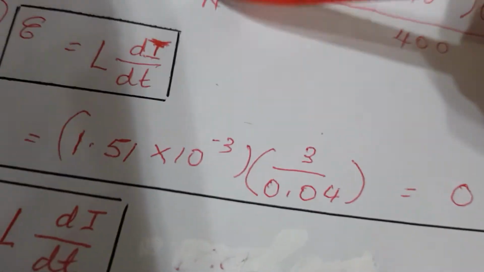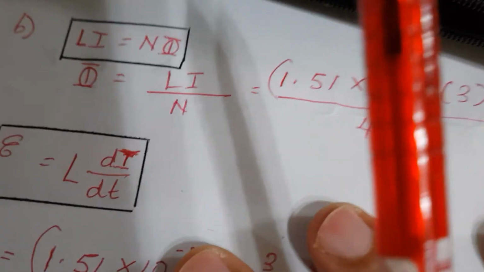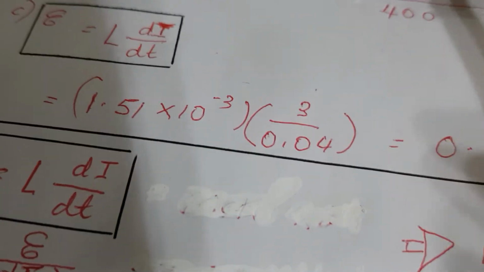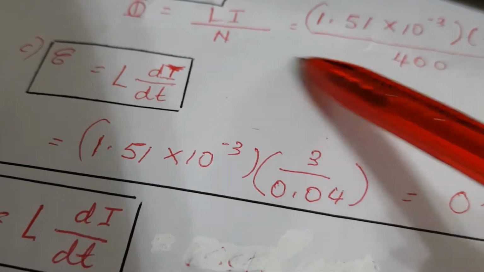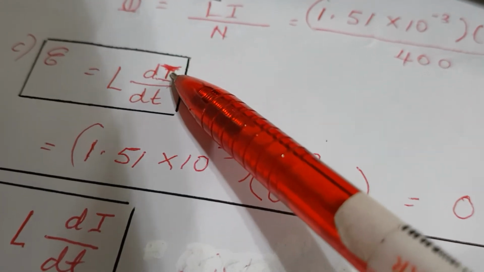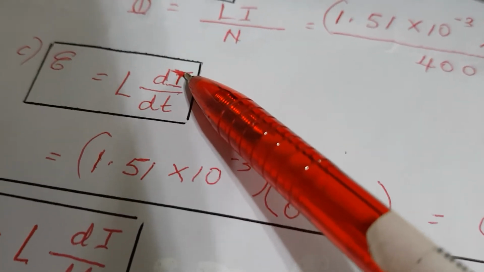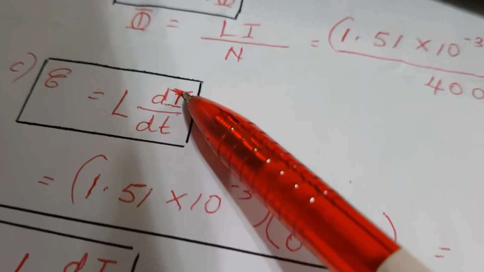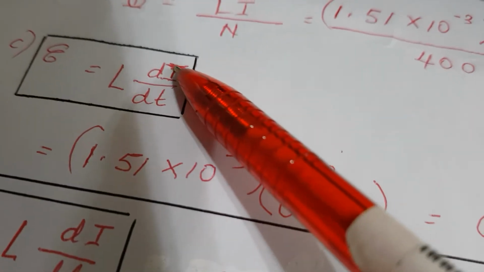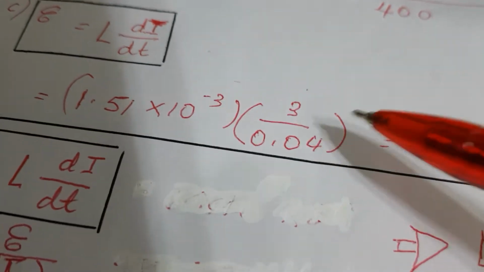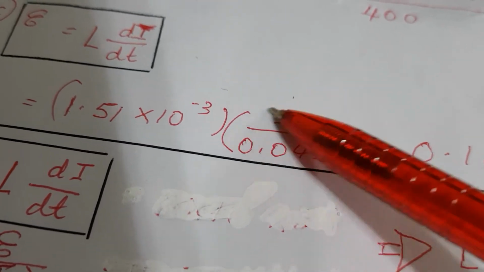Do you understand? The current is changing from 3 ampere, decreasing to 0. So 0 is the final. So 0 minus 3, you're going to get negative 3 here. Negative 3 times negative, you're going to get a positive answer here. So straight away just put 3.